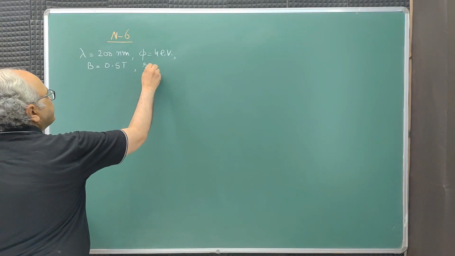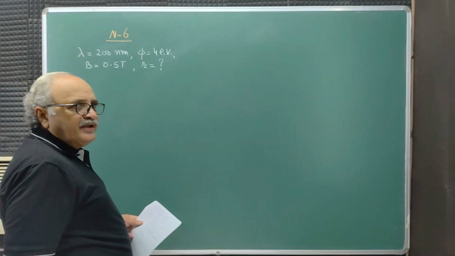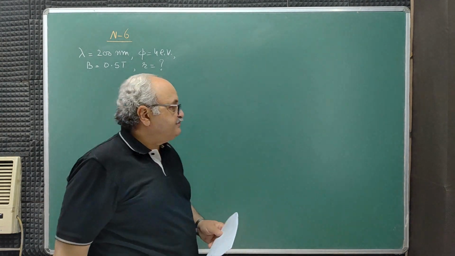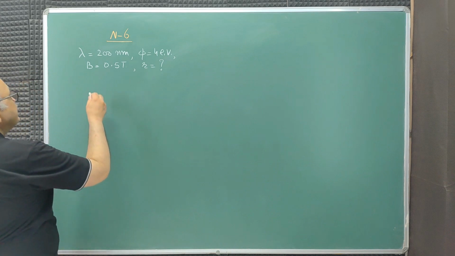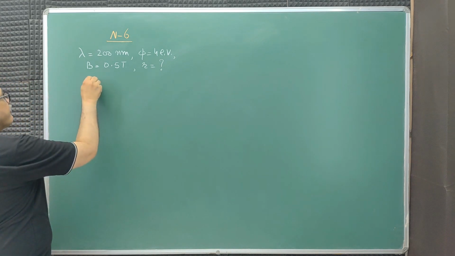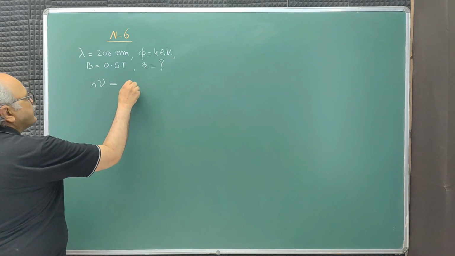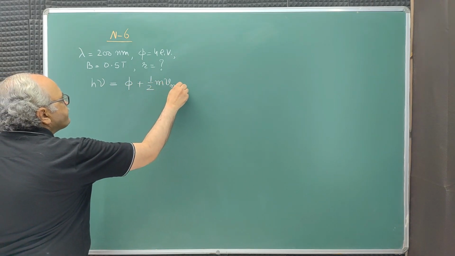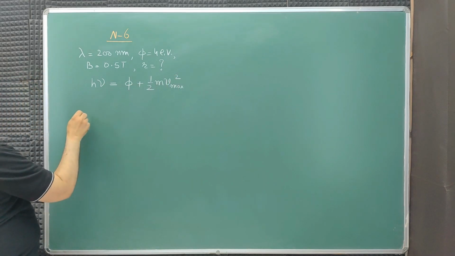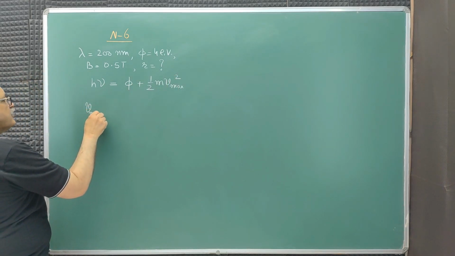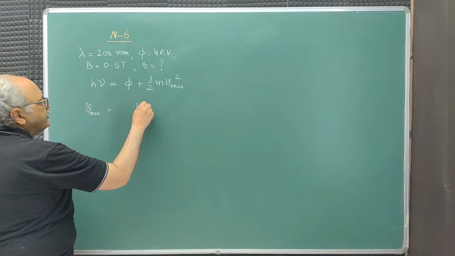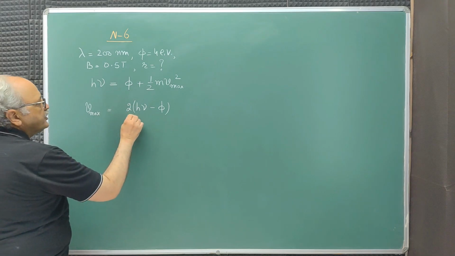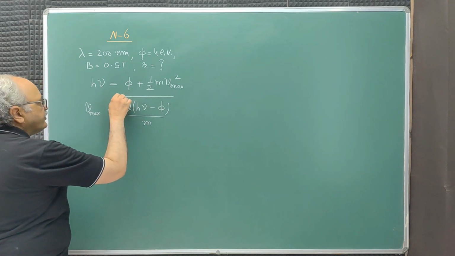So the radius of the circular path we have to obtain is going to be maximum for those electrons which have the maximum velocity. So let's first calculate the maximum velocity from the relation h nu is equal to work function plus half m v max square. So from here we can write v max is equal to the square root of 2 times h nu minus work function, divided by m.